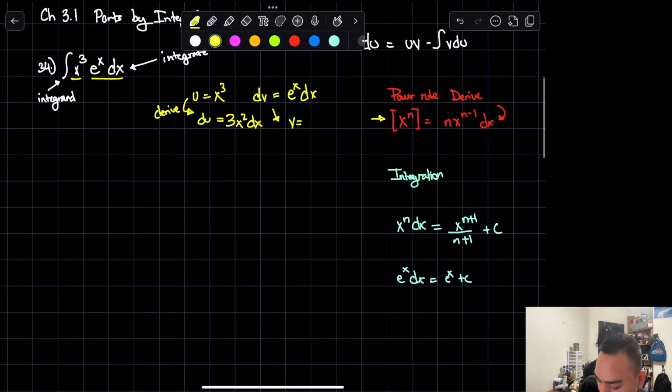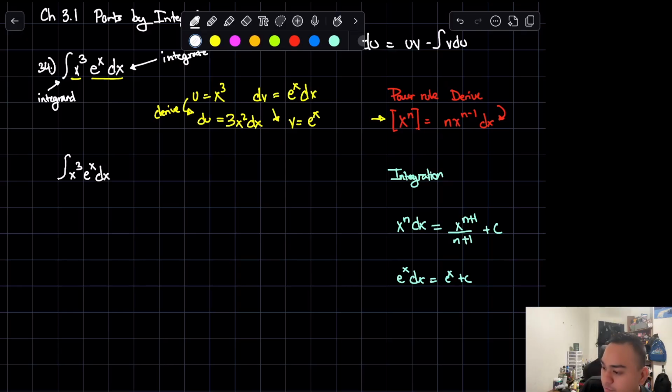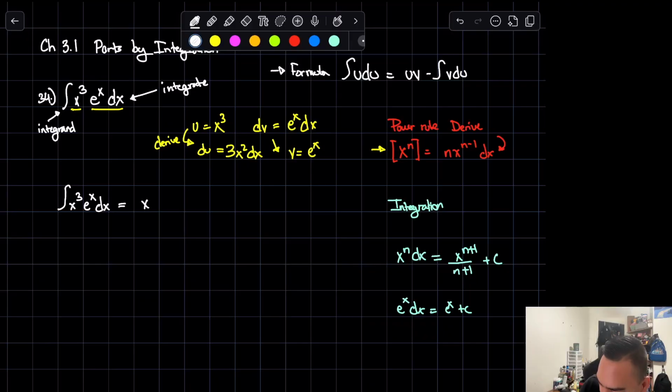Now, the funny thing is, whenever you integrate e to the x dx, it just becomes e to the x. So we're actually a little bit lucky because it's already there and just becomes itself. So our next step is going to be to put it all together. So this comes down, so x cubed e^x dx is going to become, so what we're doing is basically converting it from here to here, so the u to the v.